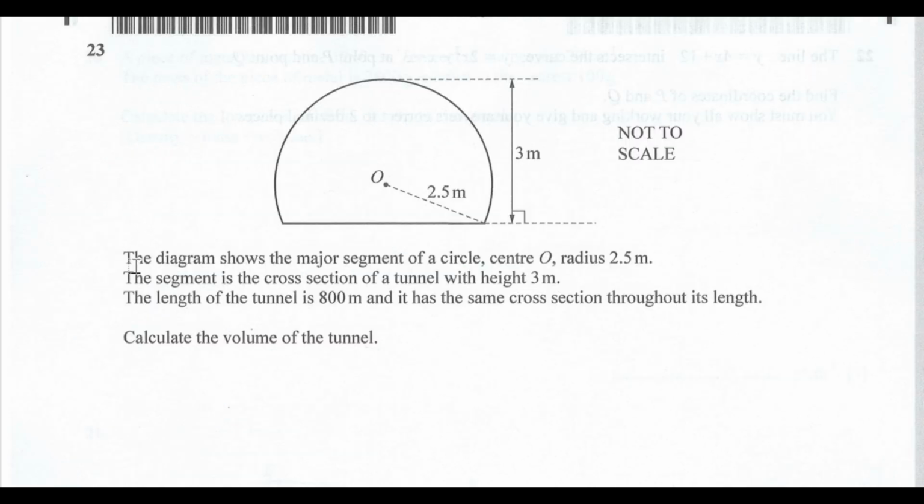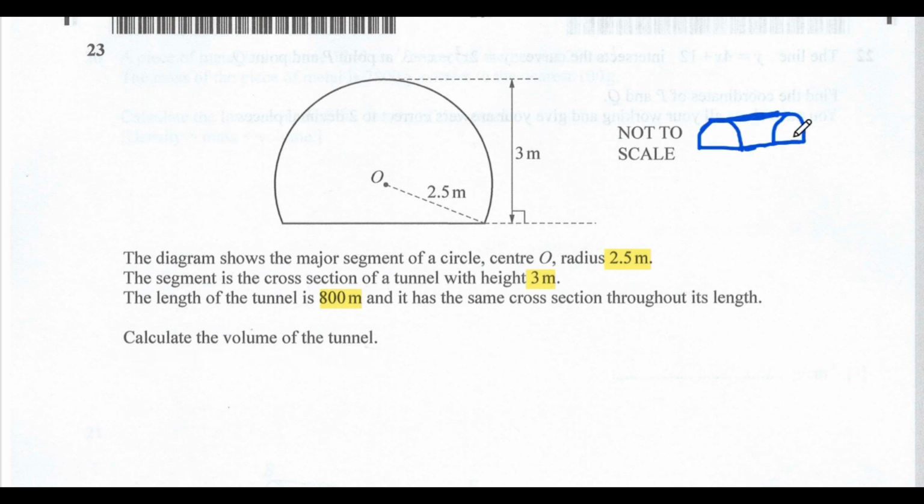Question number 22 says that the diagram shows the major segment of a circle, center O and radius 2.5 meter. The segment is the cross section of a tunnel with height 3 meter. The length of the tunnel is 800 meter and it has the same cross section throughout its length. Calculate the volume of the tunnel.